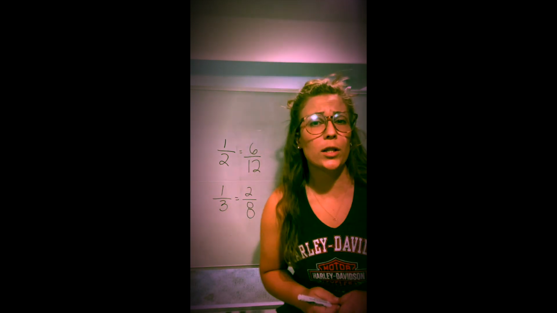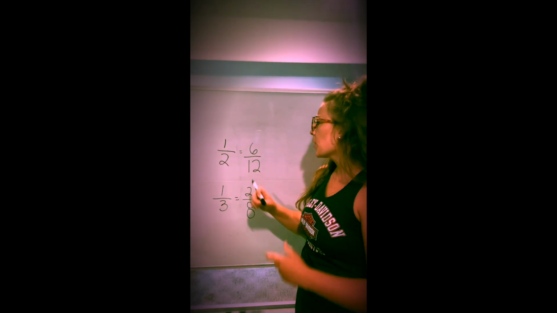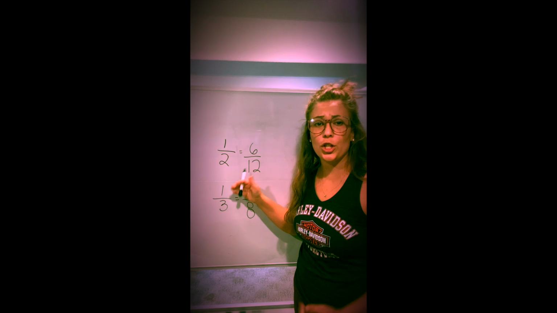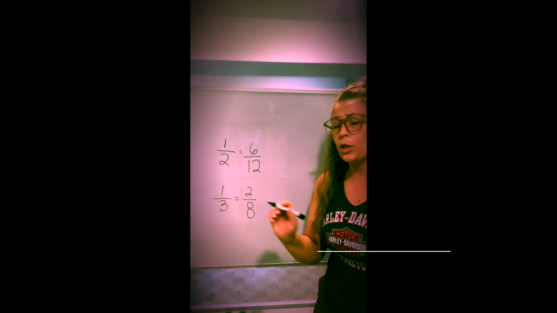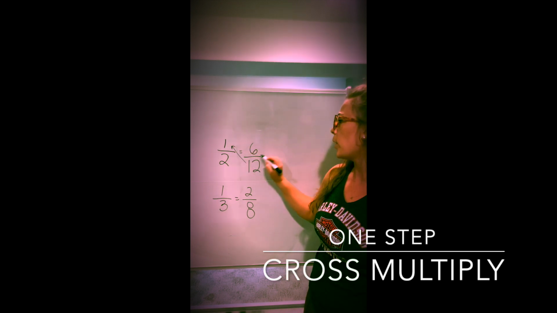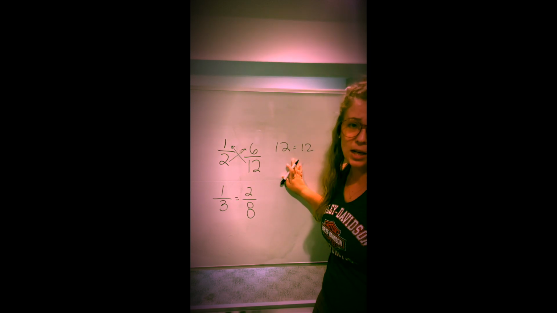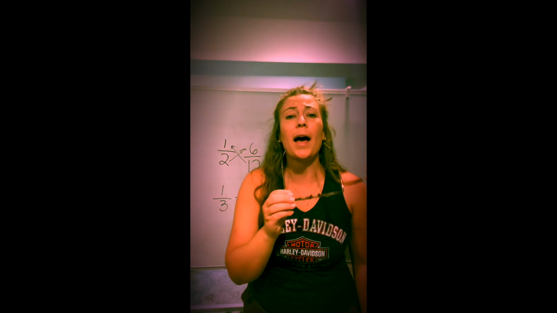In order to tell that a relationship is proportional, you have a fraction set with a fraction. Are they equal to each other? Let's go ahead and find out. What you want to do is cross multiply. What's 1 times 12? 12. What's 6 times 2? 12. You see how 12 equals 12? Now that is a proportional relationship.